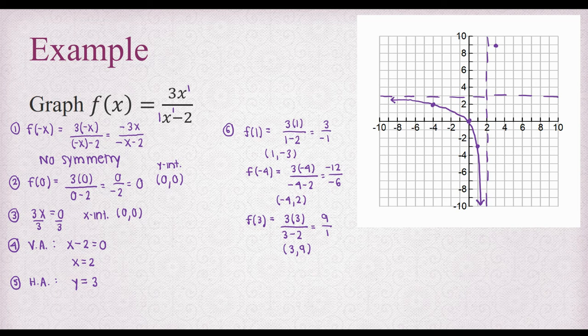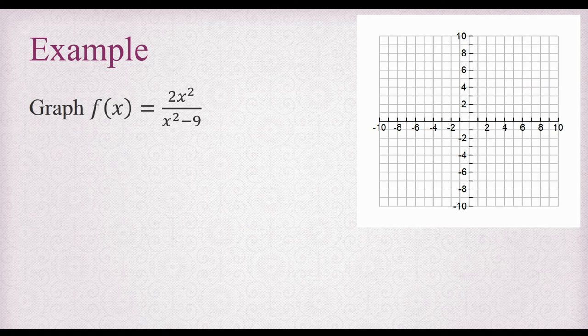I'm going to pick one more point. Like I said, let's pick 4. We'll have 3 times 4 over 4 minus 2, so 12 over 2. That means at 4, we'll be at 6. So (4, 6). Those points are going to get connected. It's going to get closer and closer to each of those vertical and horizontal asymptotes as well. So there's a curve to that, and this would be my rational expression graph.